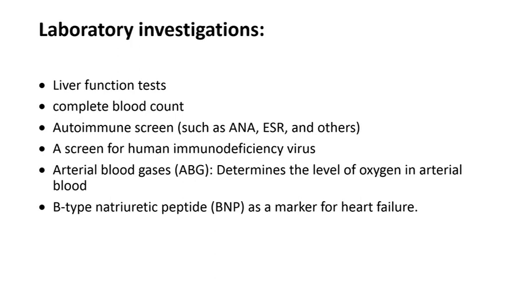A screen for human immunodeficiency virus. HIV causes pulmonary hypertension by inducing vasculitis, which precipitates pulmonary arterial hypertension. Actually, if HIV causes pulmonary hypertension, it is type 1 pulmonary hypertension or group 1 pulmonary hypertension. Arterial blood gases determine the level of oxygen in arterial blood, and check if the patient is in need of oxygen. And one of the tests is B-type natriuretic peptide, which is high in right-sided heart failure secondary to pulmonary hypertension.